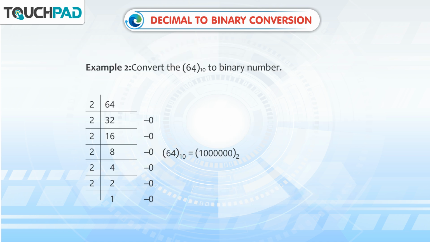Example 2. Convert the 64 with the base 10 to binary number. 64 with a base 10 is equal to 1000000 with a base 2.